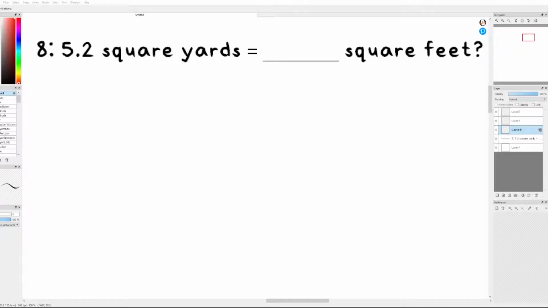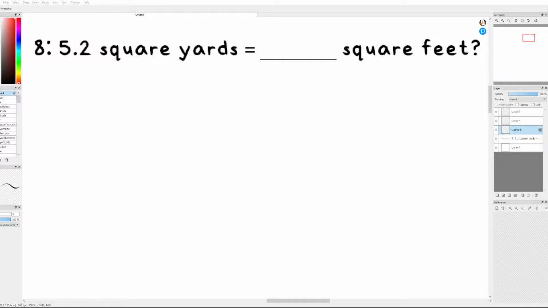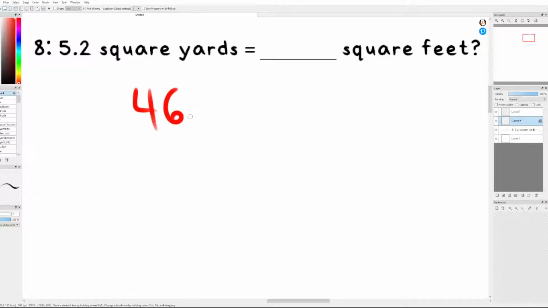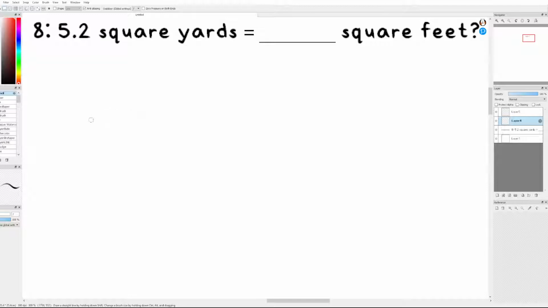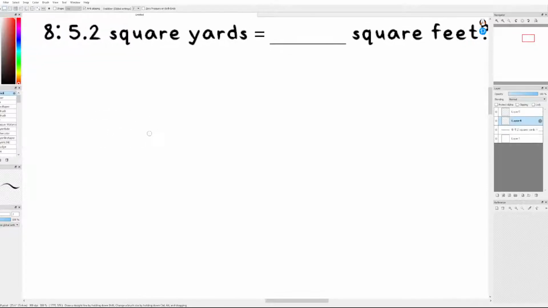Hi! Okay, so in this video, I'm going to talk about unit conversion, specifically from square yards to square feet. The quick answer in this case is going to be 46.8 square feet. However, I'll go through two different explanations. One will be the quick and one will be the in-depth.